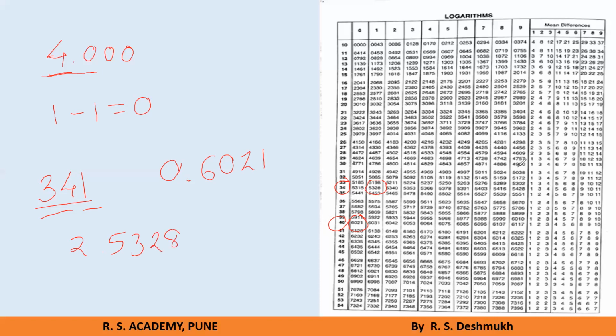Now the second thing is that if you observe, 341 is greater than 100, so definitely the log of that is also greater than 2. Similarly, if you observe 4, the 4 is less than 10. So log 10 is 1, and the value of log 4 is also less than 1.